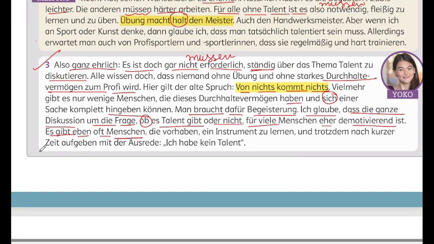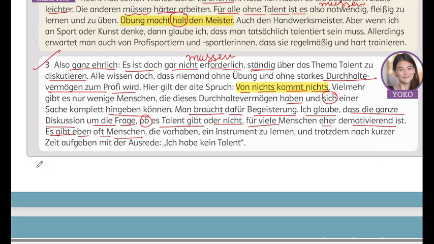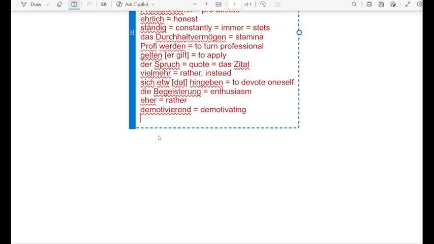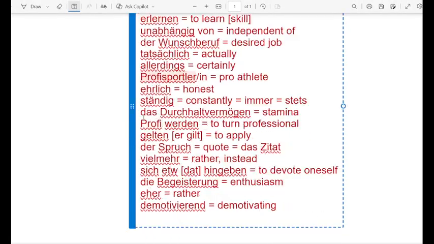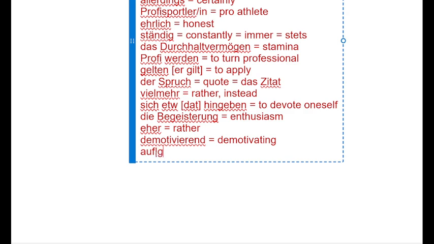Es gibt eben oft Menschen, there are also people, die vorhaben, ein Instrument zu lernen, okay? Now, vorhaben means they are intending to, or they have the purpose, ein Instrument zu lernen, und trotzdem, and despite this, nach kurzer Zeit, after a short period, aufgeben mit der Ausrede. Aufgeben, which means to surrender, relinquish something, okay? It is a separable prefix verb, which means to surrender or to relinquish.